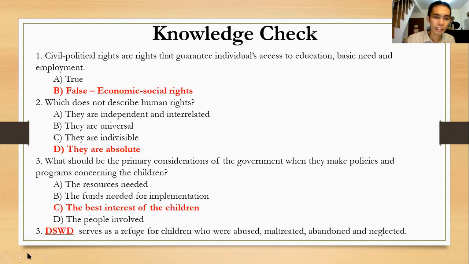Okay, all right, and then number four. Sorry, it is number three on my screen, but it's number four. This DSWD refers to a refuge for children who were abused, maltreated, abandoned, and neglected. This DSWD is a very helpful agency or department in our country that protects our children.